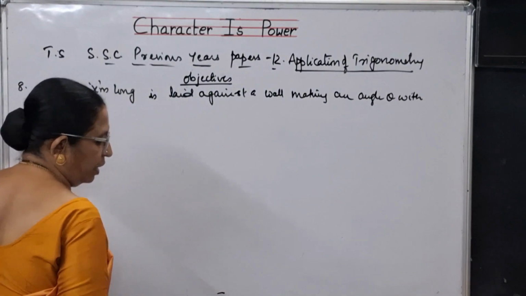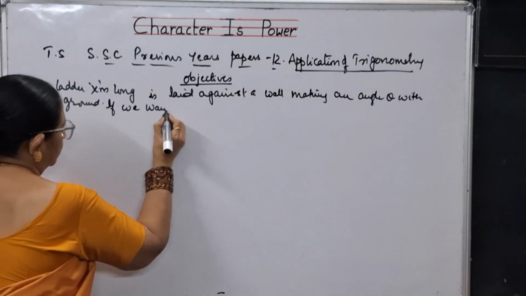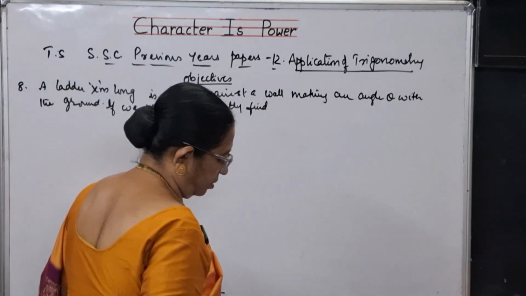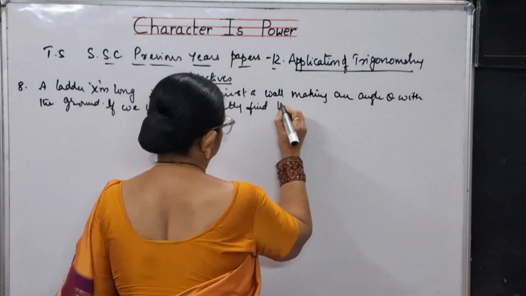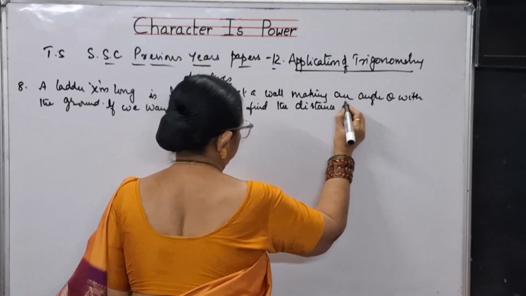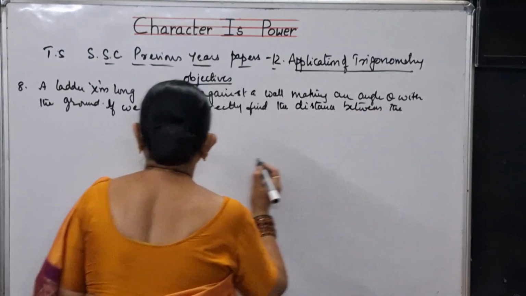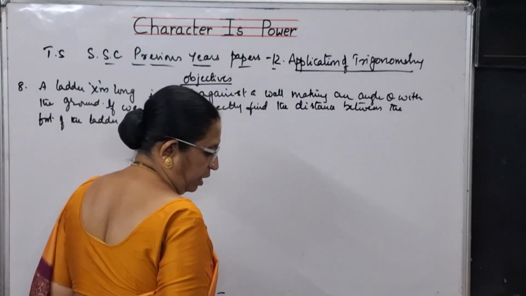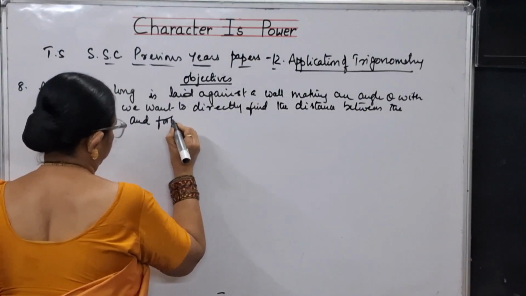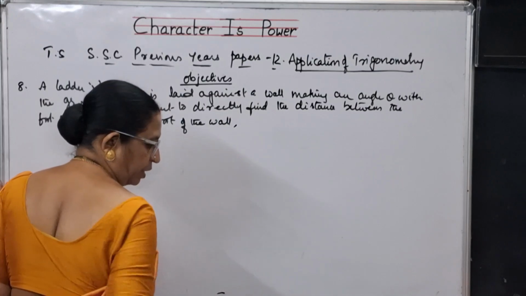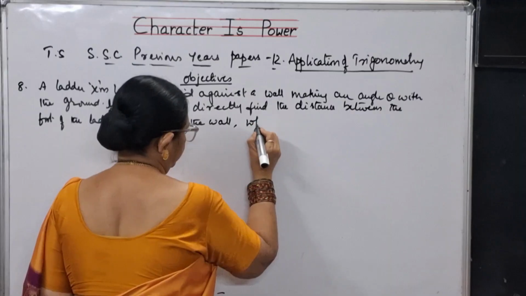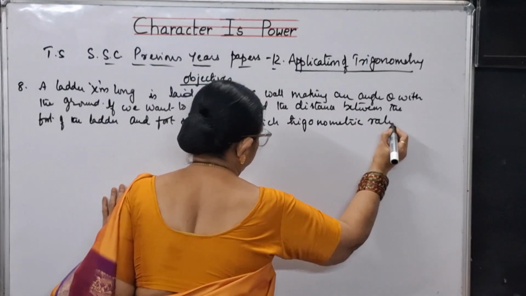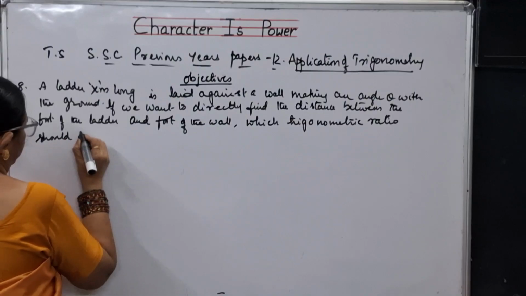If we want to directly find the distance between the foot of the ladder and the foot of the wall, which trigonometric ratio should be considered?